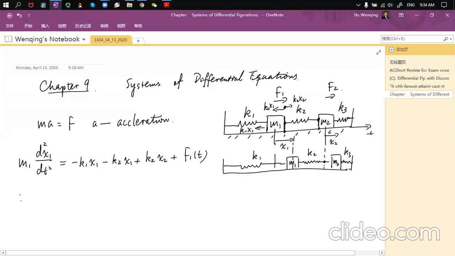And you can see that the second mass is similar. So d squared x2 dt squared, the second mass is the same thing. The K3 is being contracted, which means it will resist with a force of magnitude K3x2 to the left. So minus K3 of x2. But for the middle spring, it will be different, because if you elongate the K2, then the K2 is going to drag you back, so that's minus K2 of x2.